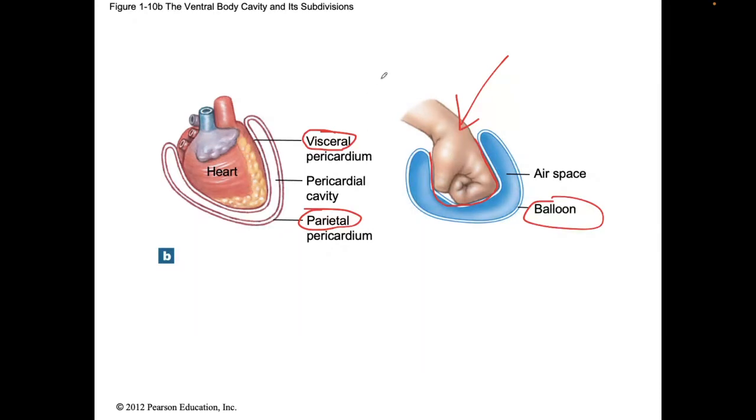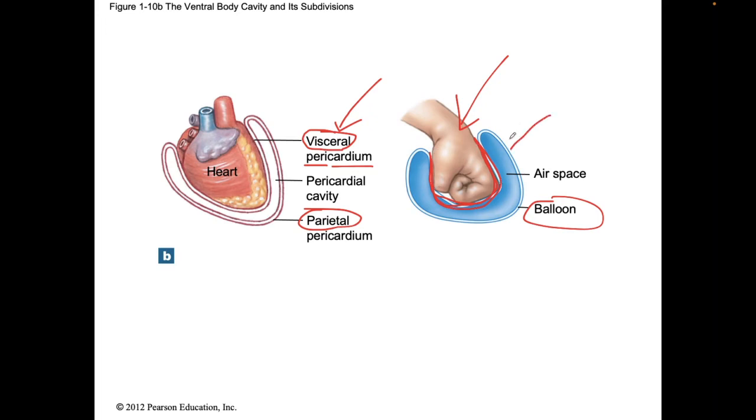called the visceral pericardium. Peri means around, cardium is heart. So the visceral layer is the layer that comes into contact with the organ itself. So if it's the heart, it's the visceral pericardium. If it's the lung, it's called the visceral pleura. If it's the digestive organs, it's the visceral peritoneum, right? So visceral means it's coming into contact with the actual organ.